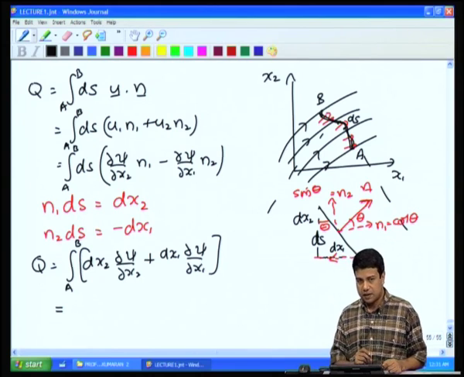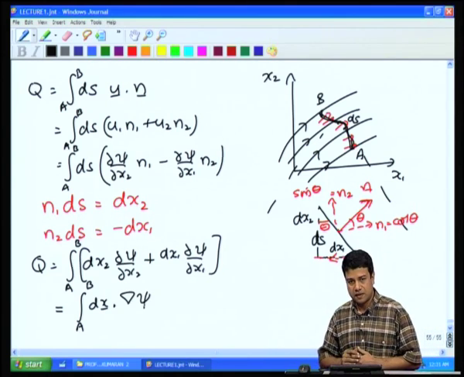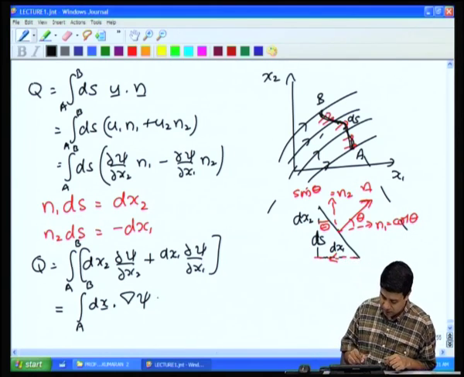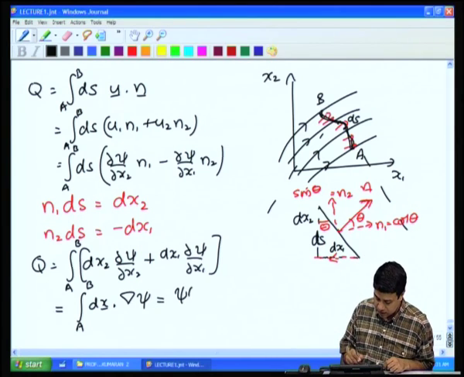This you can easily identify. This is the integral between a and b of dx vector dotted with grad psi in 2 dimensions. So, this is equal to the integral between a and b of dx vector dotted with the gradient of the stream function. This we know from the integral theorem for gradients is just equal to psi at xb minus psi at xa.